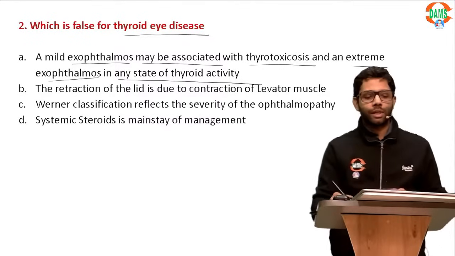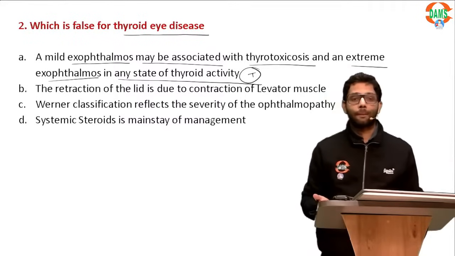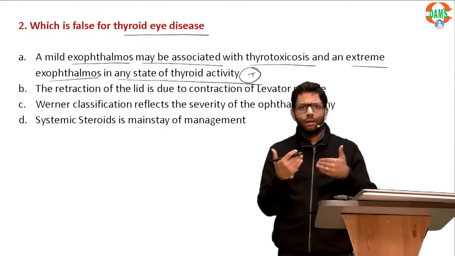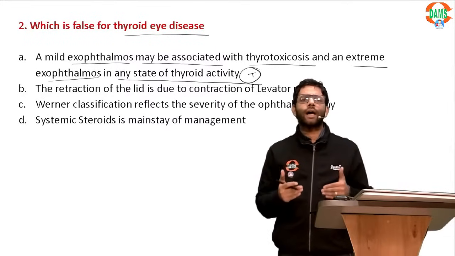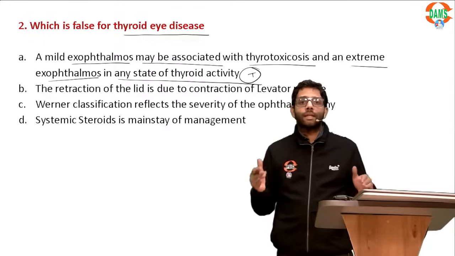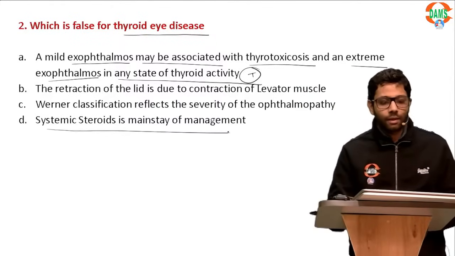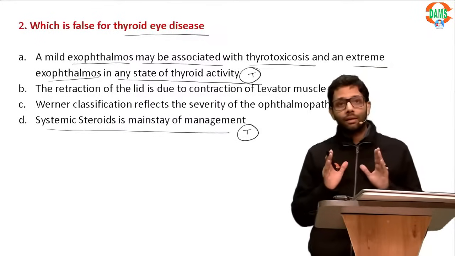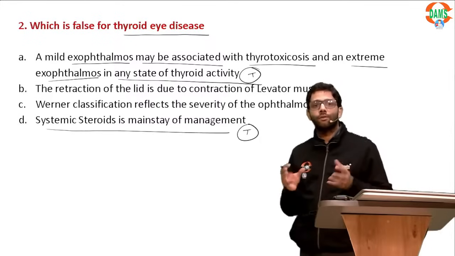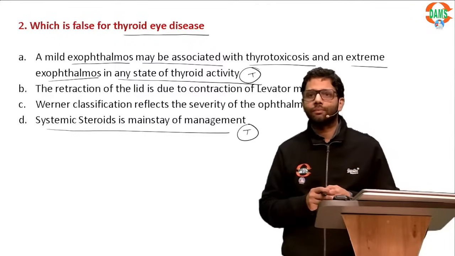This is a true statement. That is why thyroxine levels can be anything in thyroid eye disease: hypo, normal, or hyperthyroidism. That is why treatment is not based on thyroid hormone status. Antithyroid drugs have no value. It is an inflammatory condition, so systemic steroid is the treatment, and that is also a true statement. The main treatment modality of thyroid eye disease for proptosis is systemic steroids. It is an immune reaction, an HLA mediated immune reaction.